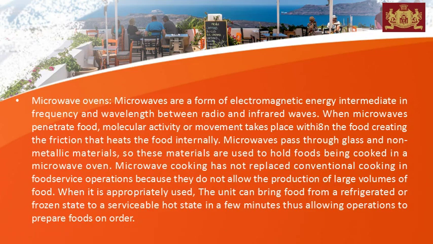Microwave ovens. Microwaves are a form of electromagnetic energy intermediate in frequency and wavelength between radio and infrared waves. When microwaves penetrate food, molecular activity or movement takes place within the food, creating the friction that heats the food internally. Microwaves pass through glass and non-metallic materials, so these materials are used to hold foods being cooked in a microwave oven.